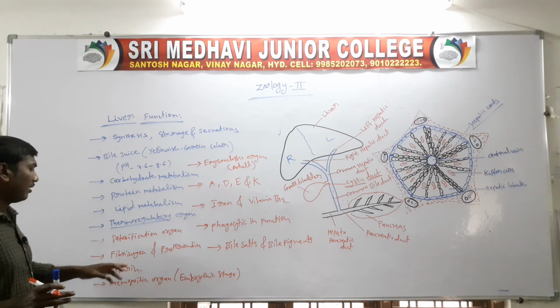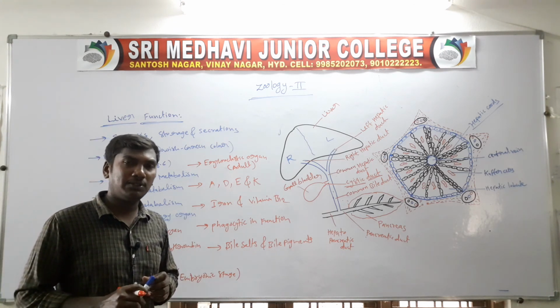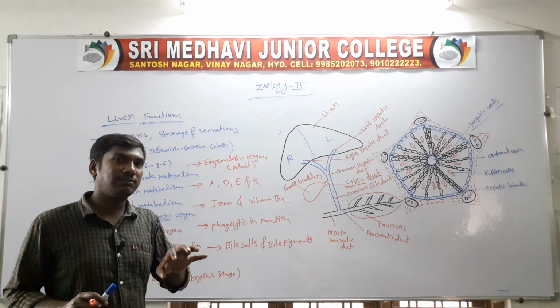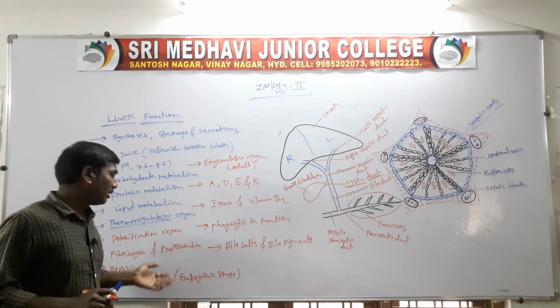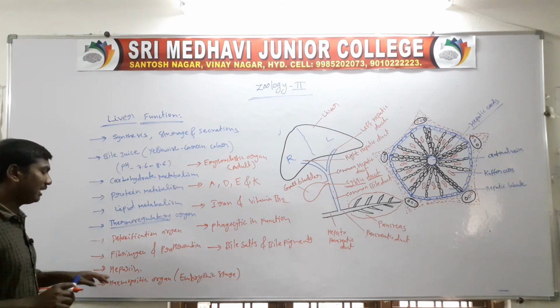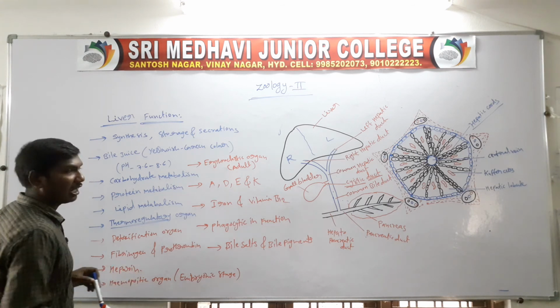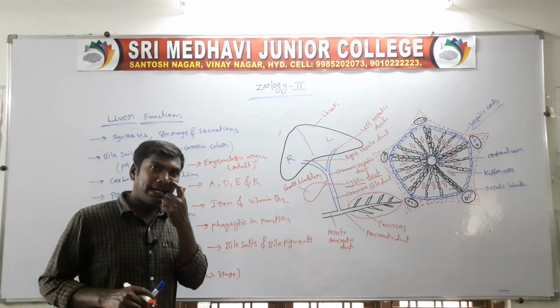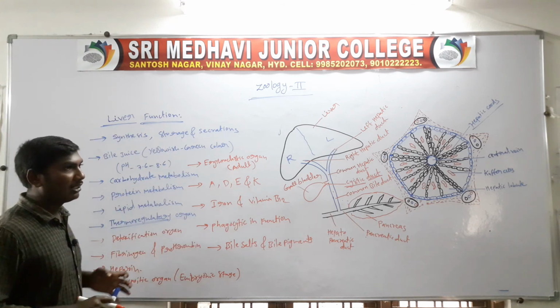Next one, they synthesize fibrinogen and prothrombin. These are the blood coagulant factors, the blood clotting factors. Next one, they also synthesize heparin. Heparin is the blood anticoagulant factor.